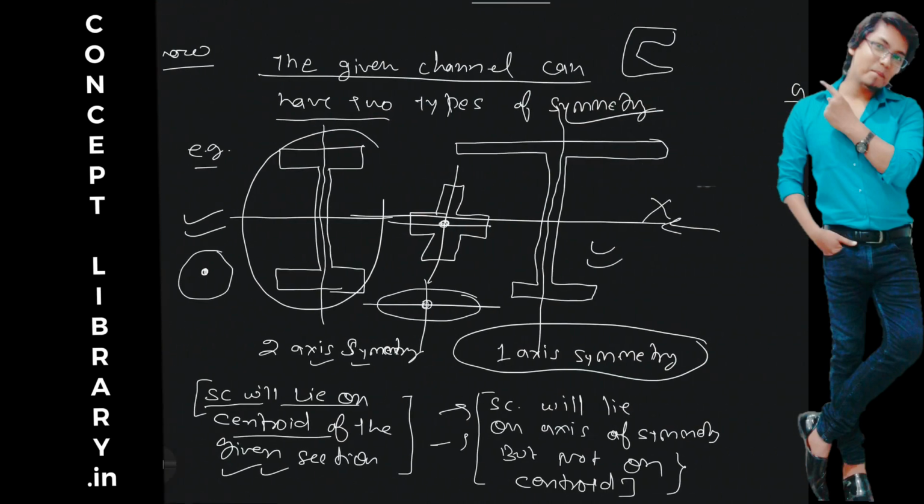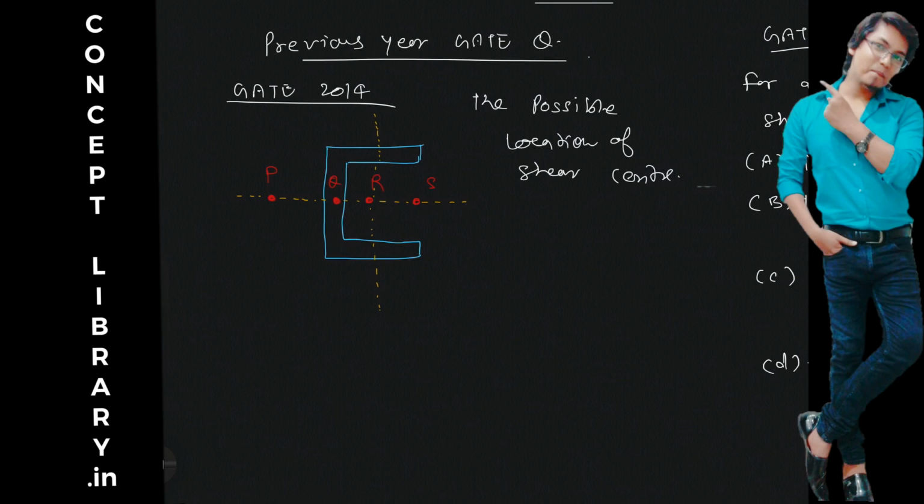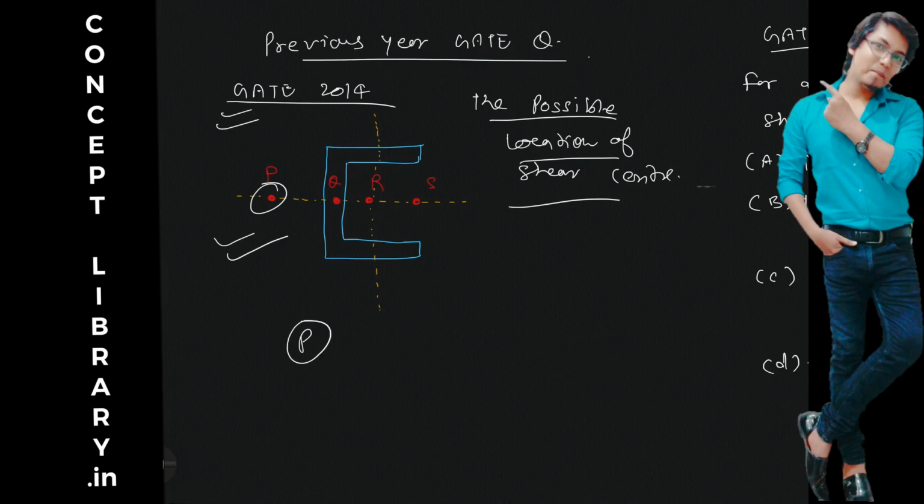Let's see some GATE questions, very interesting ones. In GATE 2014, they asked directly this question itself: the possible location of the shear center, which is highly easy. This is the possible center, right? So P is the possible location.